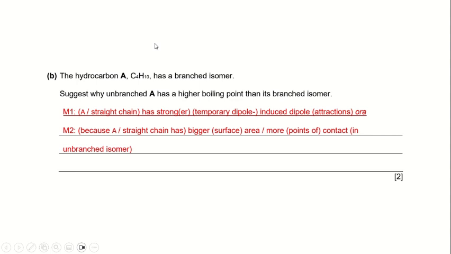So how do we answer this? First you compare, right? A and the isomer. A has higher boiling point. So why? Because between molecules of A, they are stronger ID forces. And the reason is because it has more points of contact between the molecules in hydrocarbon A. Or you can use reverse argument here. ORA means or reverse argument. You can say that the isomer has weaker ID forces because it has less points of contact between the molecules.